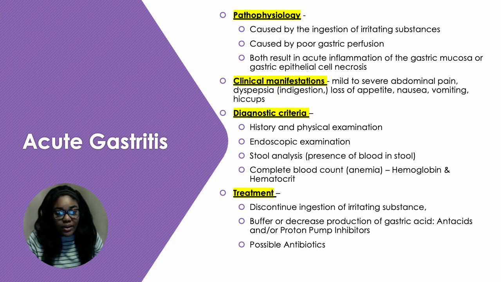Regardless of what the irritating substance is, it does cause gastric perfusion to be poor. It does cause acute inflammation on that gastric mucosa, that gastric lining, and those epithelial cells that make up that gastric lining necrose, so they are indeed dying. So that's where you'll see different clinical manifestations, signs, and symptoms.